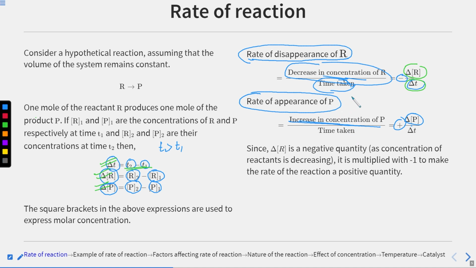So you should remember this always, that while we write the rate of disappearance of R in terms of concentration, put a negative sign. And if we are writing the rate of appearance of P in terms of product, put a positive sign. So the same thing is written here also, that delta R is a negative quantity. Why? Because the concentration of reactant is decreasing. So it is multiplied by minus 1 to keep the rate of reaction a positive quantity. So you should just keep this in mind always. Never ever forget to put this sign against your change in concentration of reactant if we are calculating the rate of reaction.